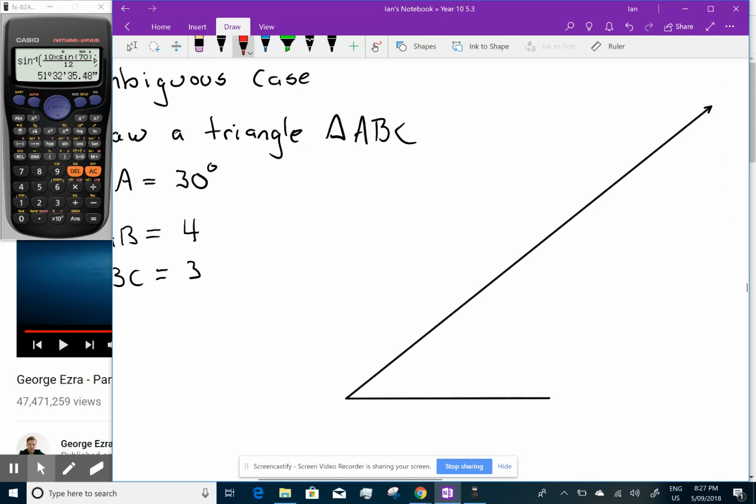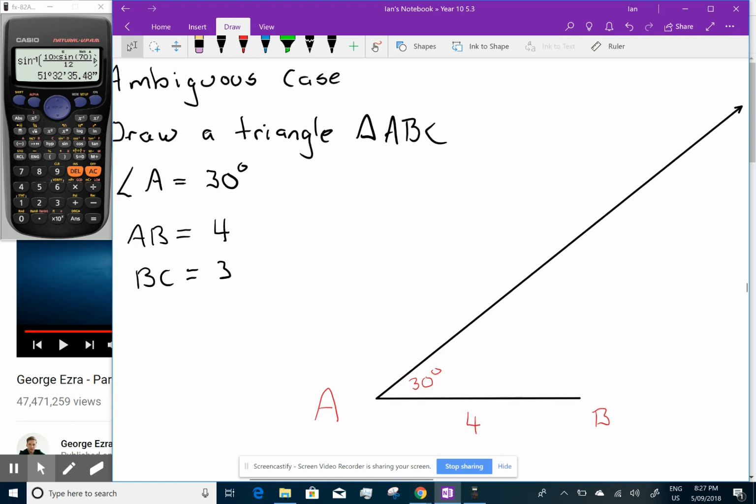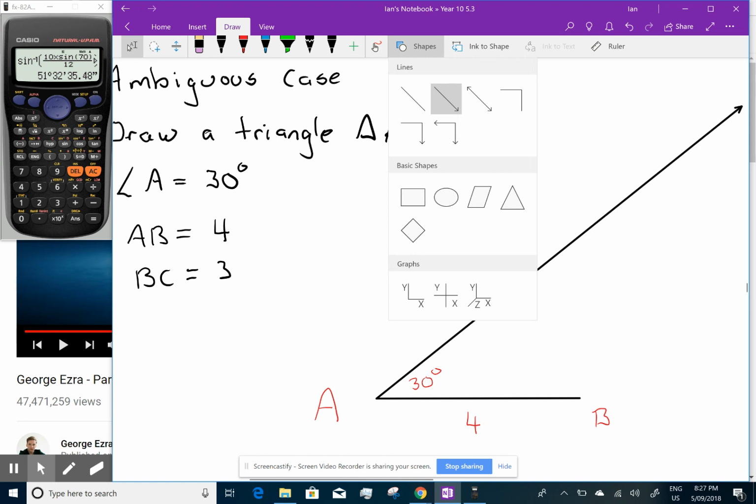And I'm going to call this A. And I know that's 30 degrees in there. And I know that's 4 units, so that's B. Now, where does C lie? Okay, so imagine I've got a compass and I set my compass to 3 centimetres. And again, I'm going to draw another line.